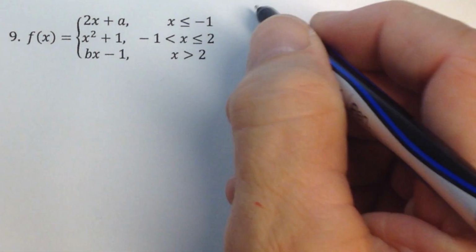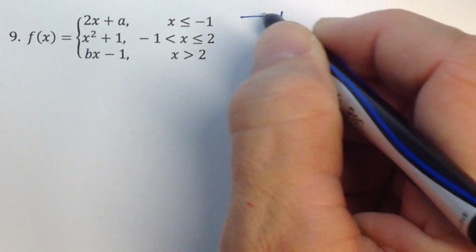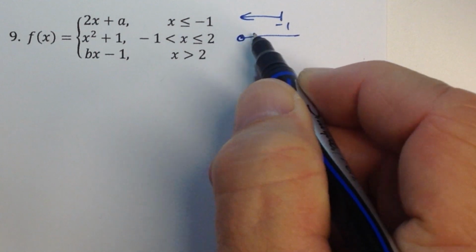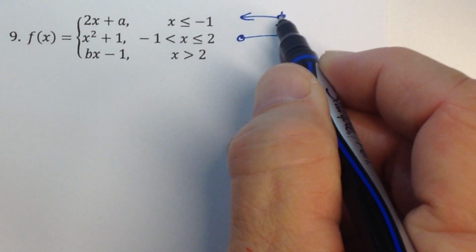So to the left of -1, here we have -1 and we go everything to the left. Then in between -1, not including -1, and 2.